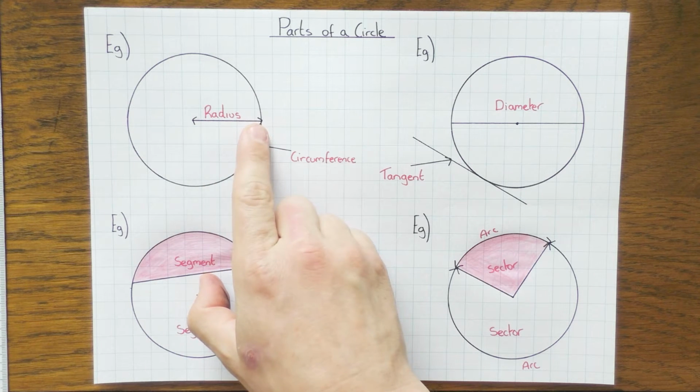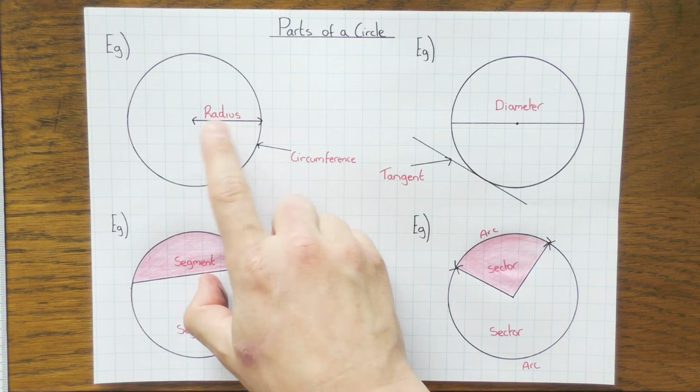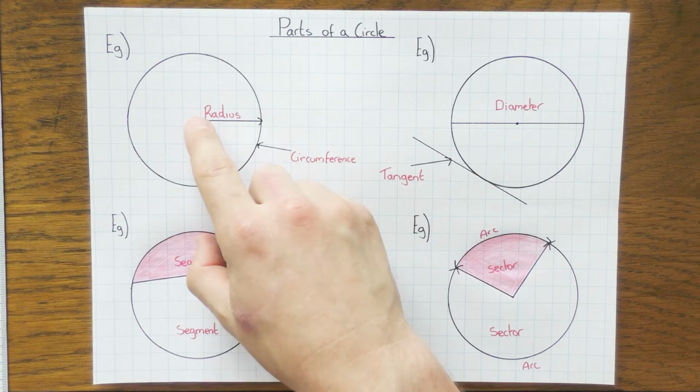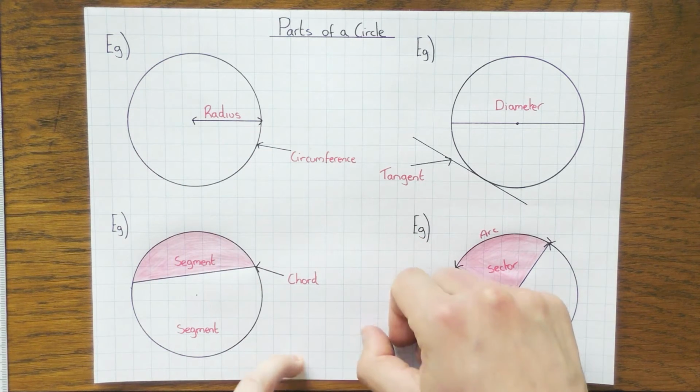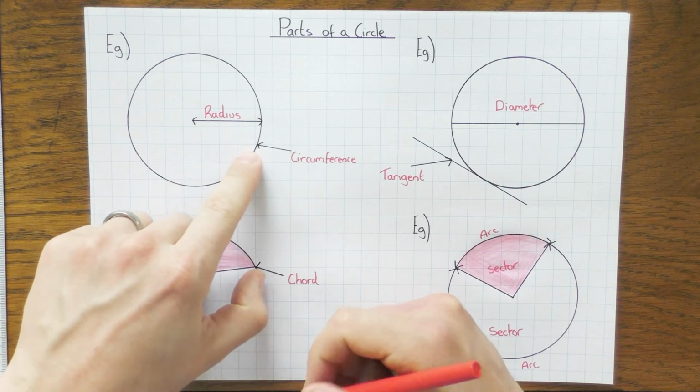The first one here, you've probably seen before many times, because this is how we work out the area of a circle, and it's the radius. So it's from the centre to the edge of the circumference here, and we call that the radius. And of course it can be from the centre to any point on the circumference, and it's always called the radius.